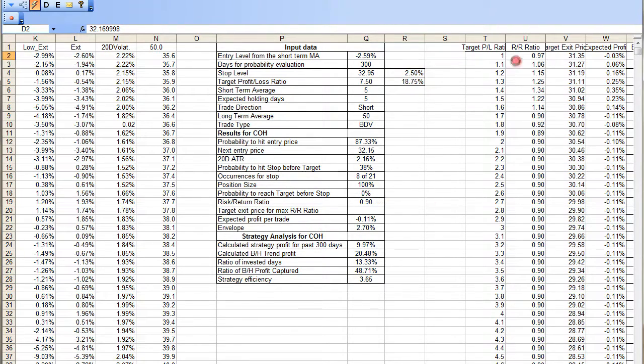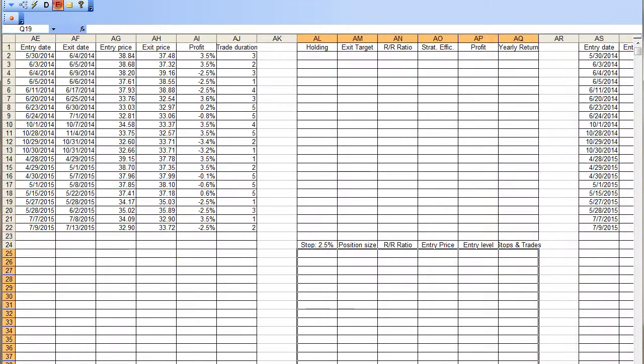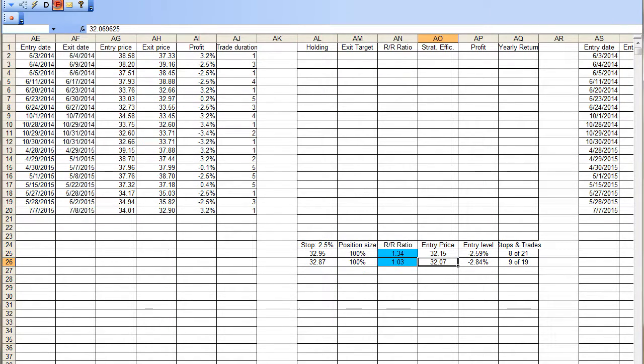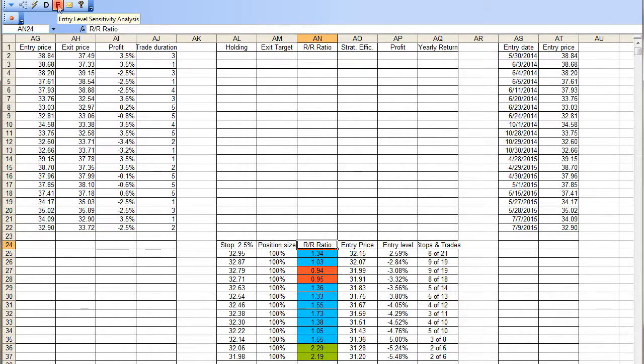Okay, we can see that the risk return ratio is kind of weak. Now I will try with the sensitivity analysis to see if at other prices I'll get better returns. That takes a little bit of time, so I will interrupt this and come back when it is finished. Okay, it's done.